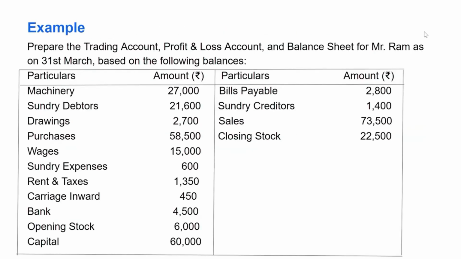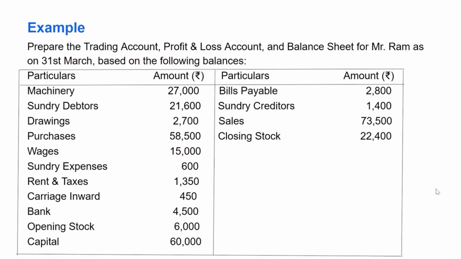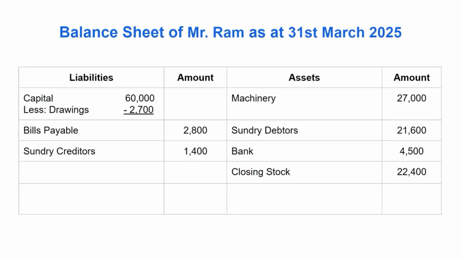Next, sales, 73,500. Sales, we record it in trading account on the credit side because it is income. Trading account credit side, by sales 73,500, because it is direct income. Next, closing stock 22,400. Closing stock we record in trading account as well as in balance sheet. Let's see how we'll record it. Trading account credit side, by closing stock 22,400. And the next entry is in balance sheet on the asset side. Let's see how we'll record it. Balance sheet on the asset side, closing stock 22,400.